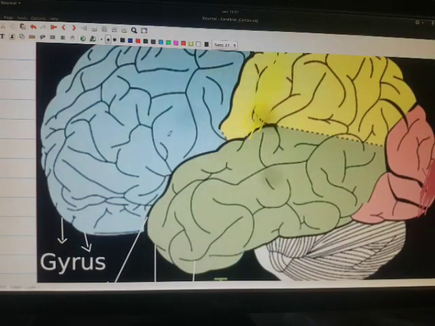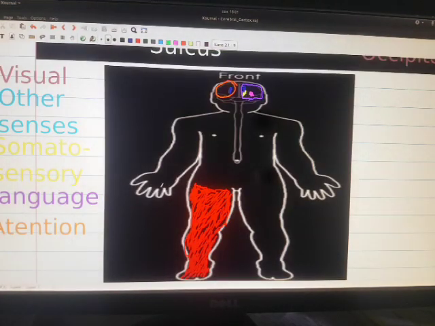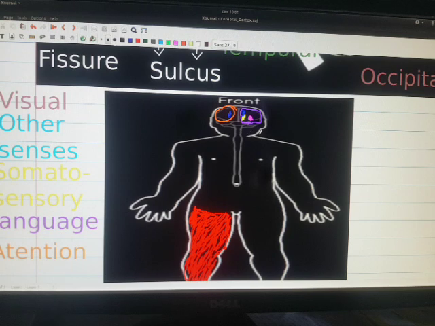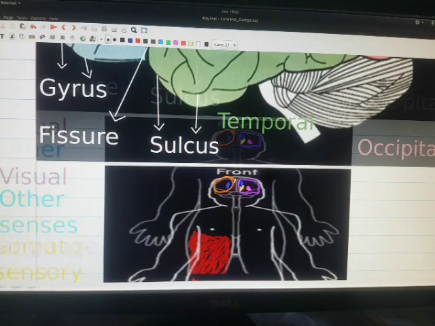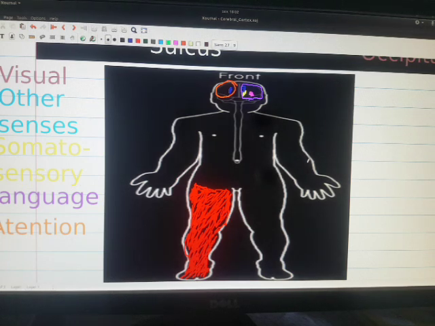So the language is kept in some parts of the left cerebrum. So let's say there's one here, one here. So it's some points, and the attention is normally on the right side. So the attention on things and on the environment is on the right side. And the other senses, like pain and temperature, are on both sides.